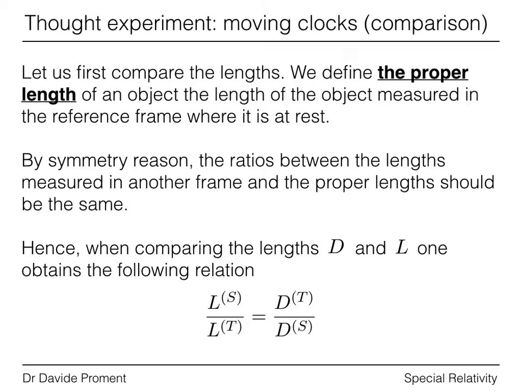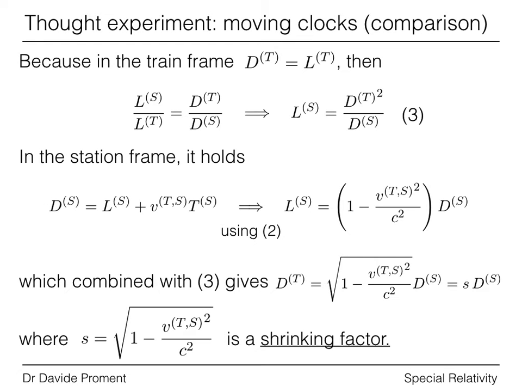We define the proper length of an object as its length measured in an inertial frame where the object is at rest. By symmetry reasoning, we could relate the ratio of distances between the two frames. By manipulating the equations obtained so far, we finally calculated that the length of an object appears shrunk when measured in a frame where the object is not at rest. Specifically, this is shrunk by a factor s, called a shrinking factor, with respect to its proper length.